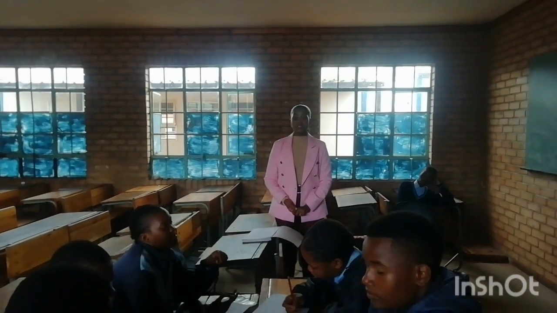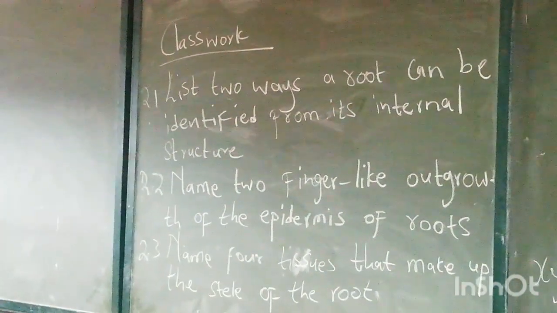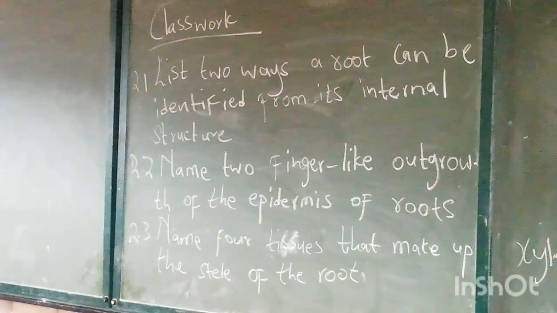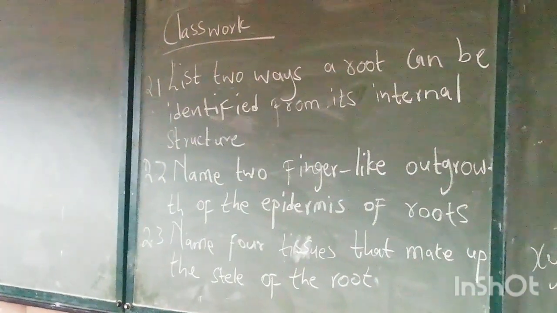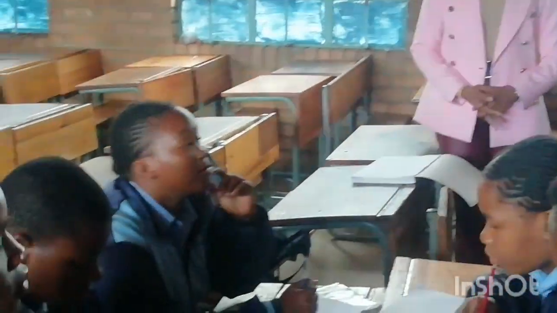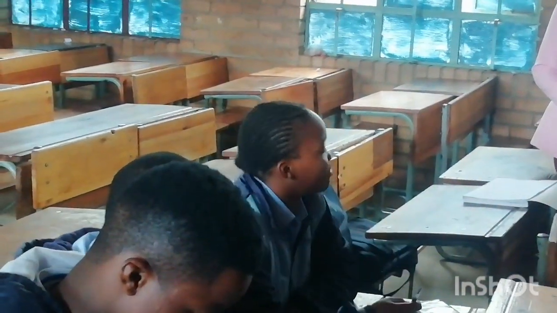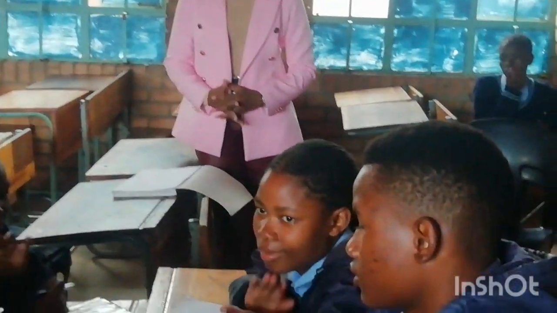Now that we are done writing our classwork, I want us to discuss the corrections. The first question: list 2 ways a root can be identified from its internal structure. What are those 2 ways? Phloem and xylem. That's correct.